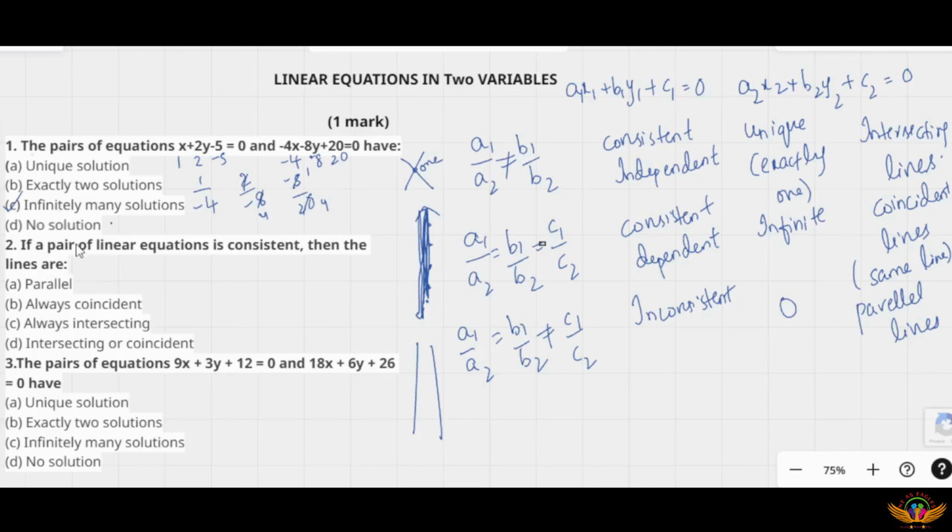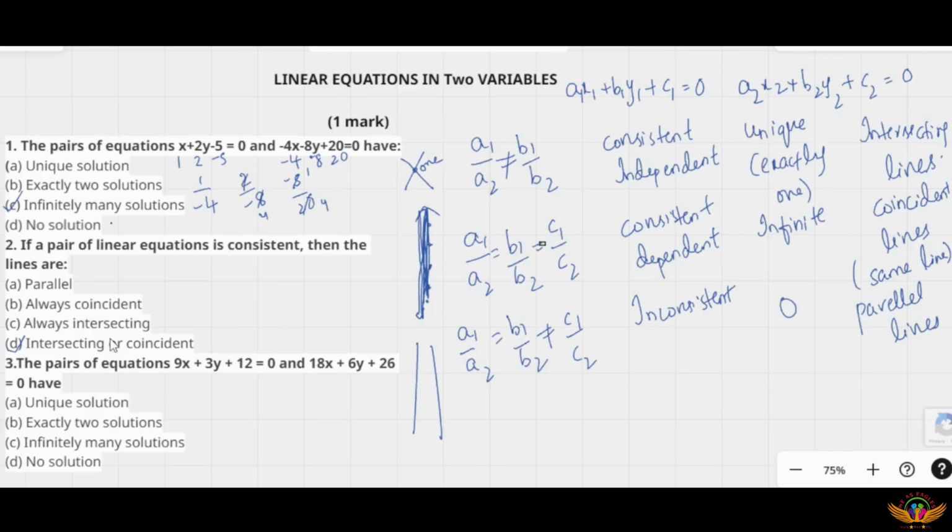The second question. If a pair of linear equations is consistent, then the lines are. Whenever it is consistent, you also have to know whether they are independent or dependent. Yes, we have independent and also dependent here. So it might be intersecting or it might be coincident lines, because they didn't mention whether they are independent or dependent.